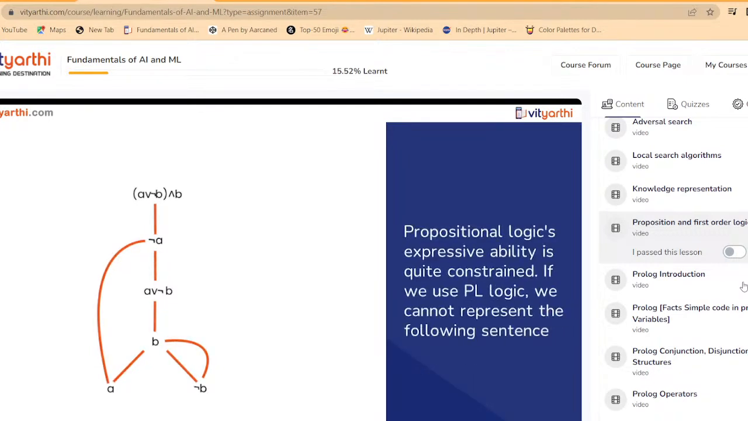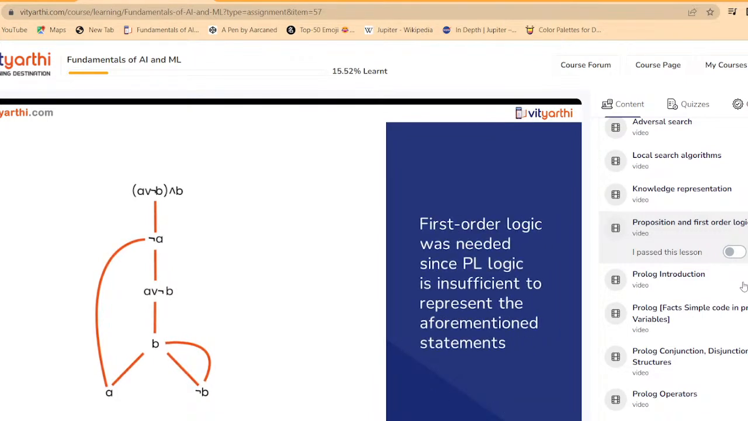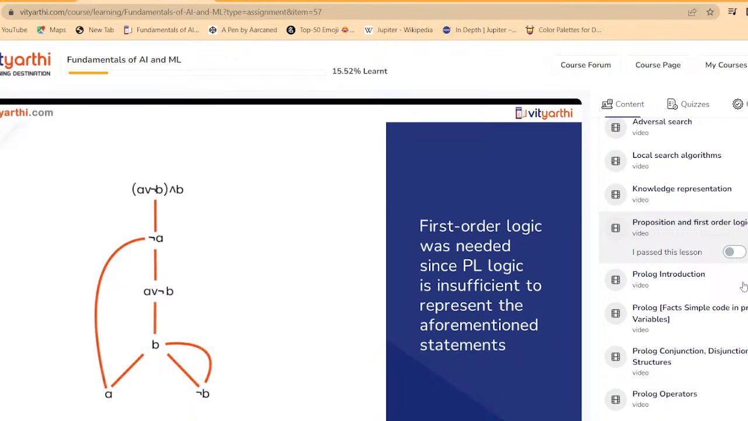Propositional logic's expressive ability is quite constrained. If we use propositional logic, we cannot represent sentences like "some humans are intelligent" or "Sachin likes cricket." First order logic was needed since propositional logic is insufficient to represent the aforementioned statements.